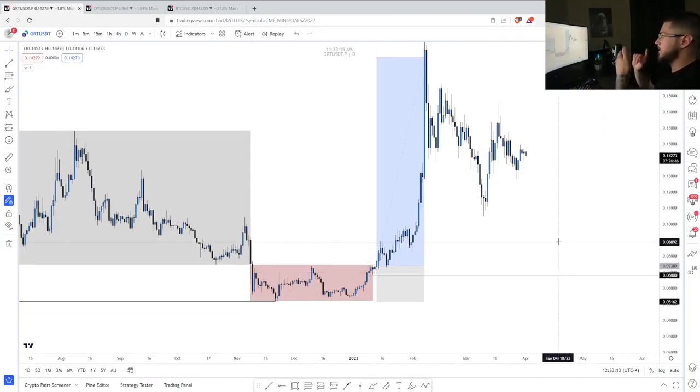Again, trading is bias, execution. That's it. And then invalidation. Bias is your target, execution is your entry, invalidation is your stop loss. You don't have to overcomplicate it.